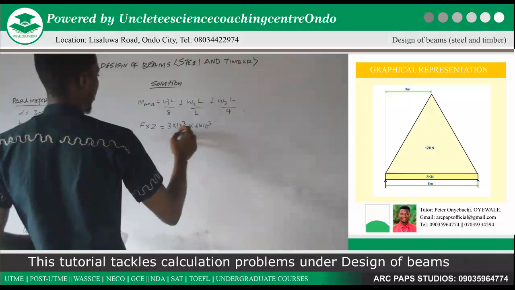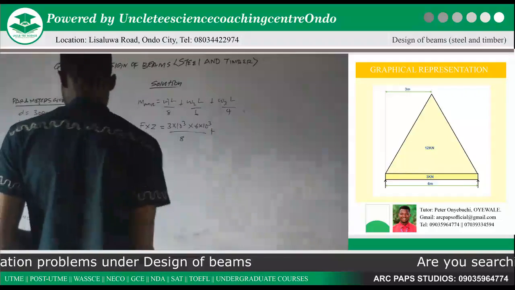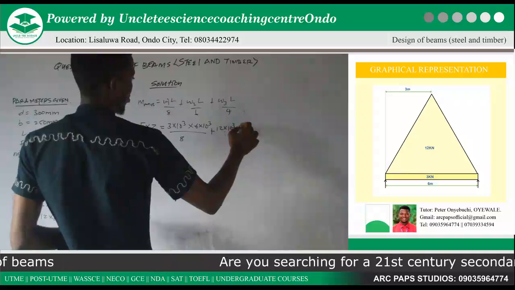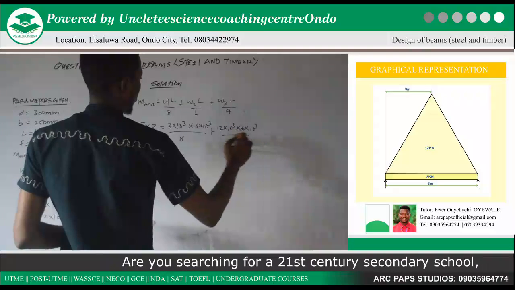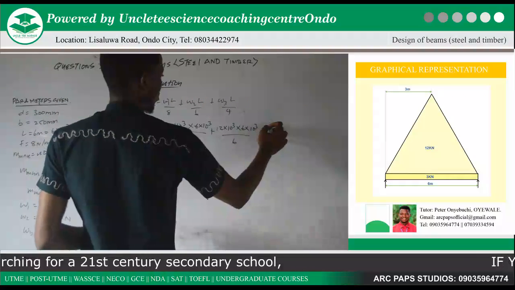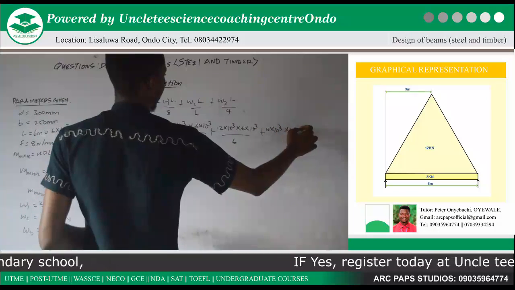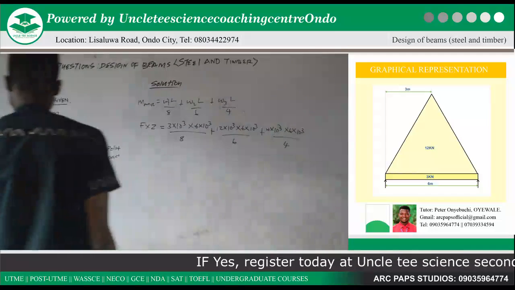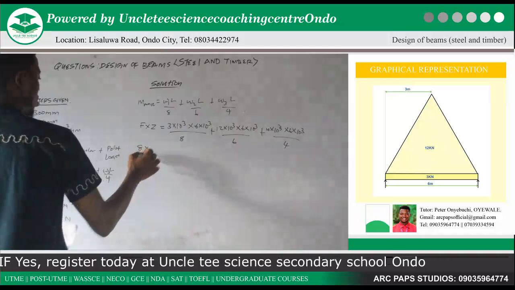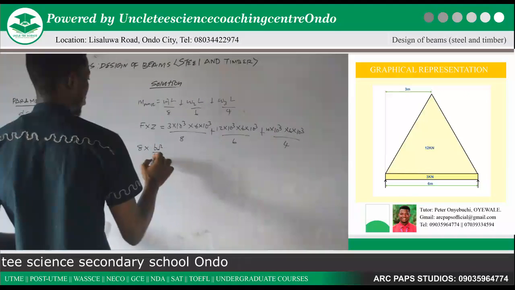Now, since Mmax is F times Z, that will give us our W1 is 3 times 10⁻³ times the distance, 6 times 10 raised to the power 3 divided by 8 for the UDL. Now going to the triangular load, it is 12 kilonewton, which is 12 times 10 raised to the power 3 times the distance, 6 times 10 raised to the power 3 divided by 6, plus that for the point load. Now for the point load, which is W times 10 raised to the power 3 times 6 times 10 raised to the power 3 divided by 4, because we are not given a weight for the point load, which is what we are looking for.